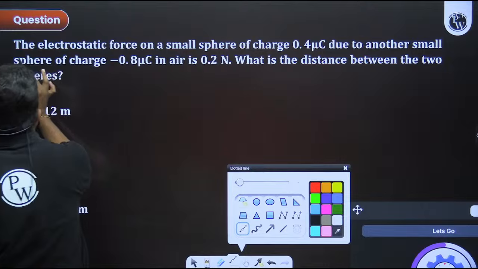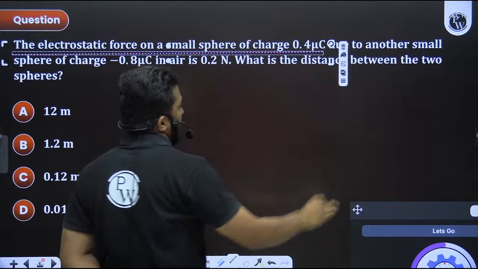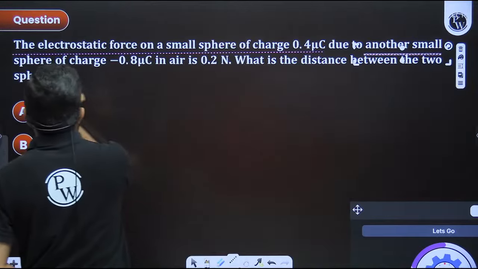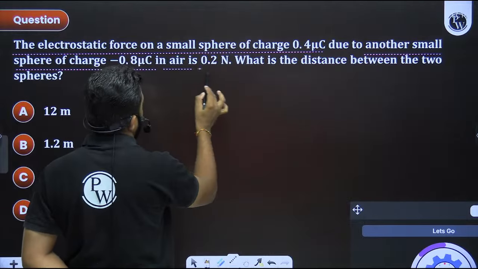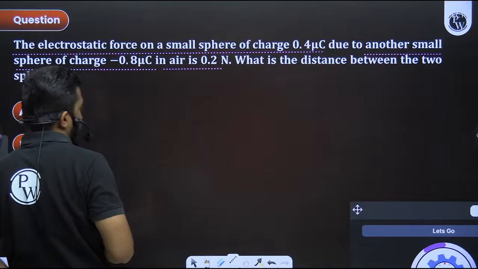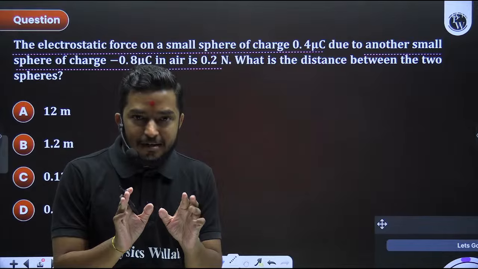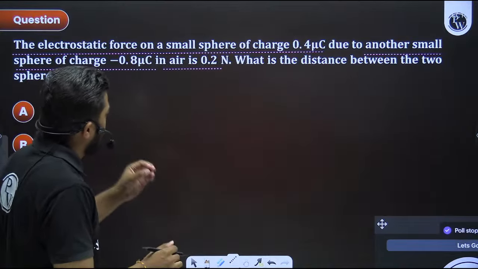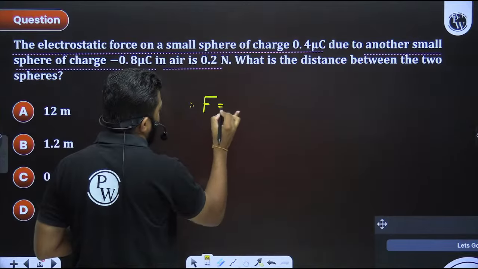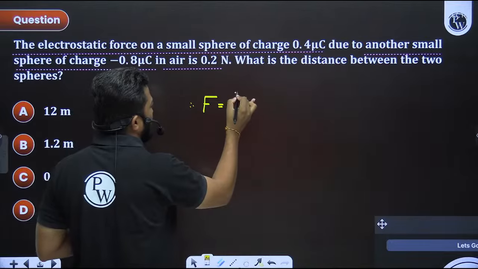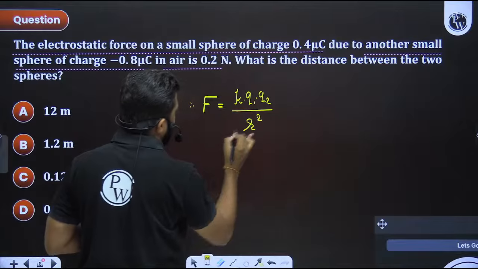What they say: the electrostatic force on a small sphere of charge 0.4 microcoulomb due to another small sphere of charge 0.8 microcoulomb in air. So they have given air as the medium between the two charges q1 and q2. What is the distance between the two spheres? I think it is an easy concept and easy formula. Whenever there are two charges and a distance between them, and they ask for the force between them, it's an electrical force. So we can say the electrical force between the two charges is F equals k q1 q2 divided by r square. r is the distance between the two charges.